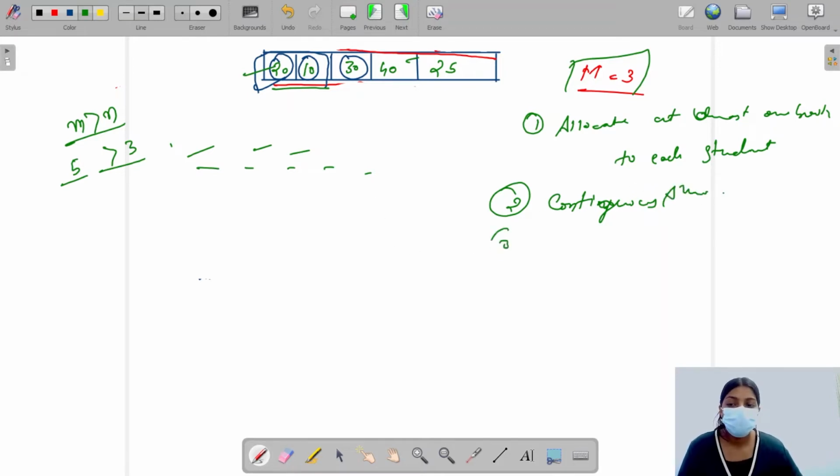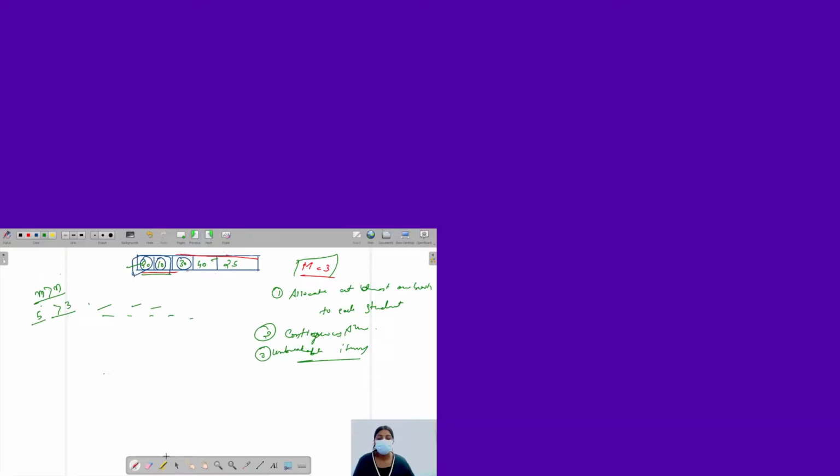And the third one is, what was my third constraint? My third constraint was that we have unbreakable items, right? We cannot break our books, we cannot tear the pages, or just break it, right? So we have unbreakable items. Okay, so let's discuss the approach.